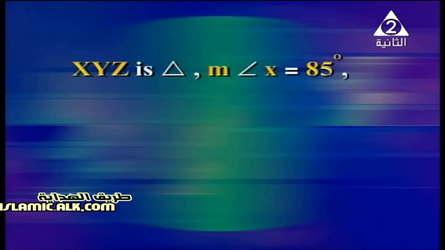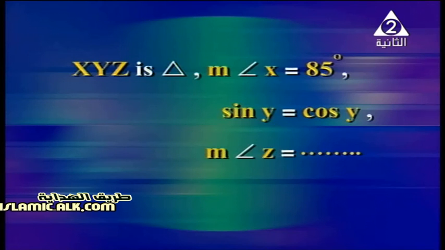Another example, XYZ is a triangle. Measure angle x equals 85 degrees. Sine y equals cosine y. Then measure angle z equals how many degrees? First of all, you are going to notice that sine y equals cosine y from the given. So it means that measure angle y plus measure angle y equals 90 degrees, as when the sine equals cosine, it means that the sum of the angles will be 90 degrees.